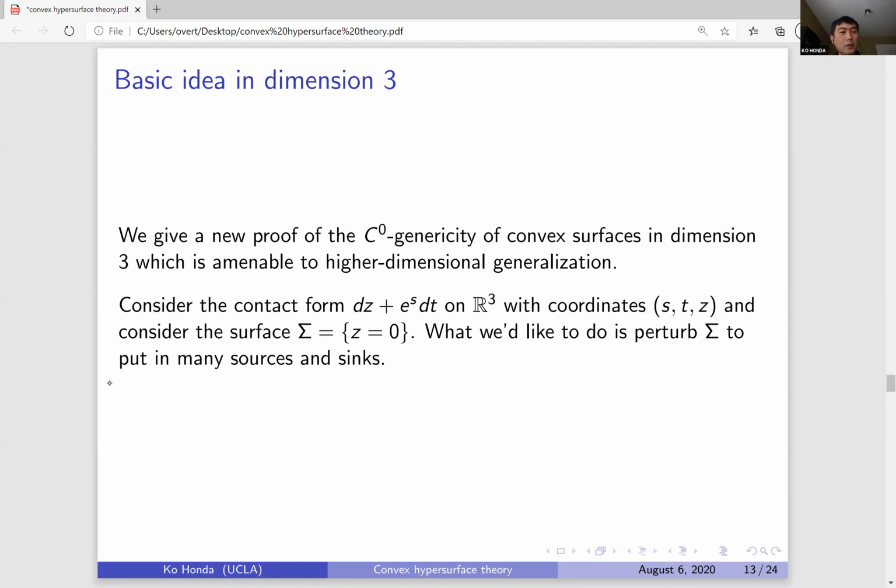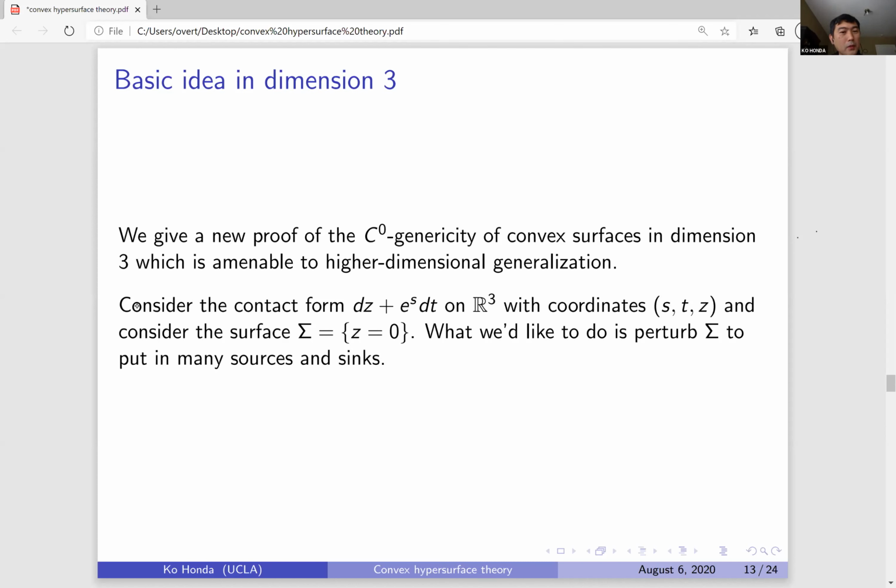So next, I'd like to give the basic idea in dimension 3. This one's actually hands-on and reasonably pretty. And the proof in dimension 3 is reasonably amenable to higher dimensional generalization. So we choose a contact form dz plus e to the s dt on R^3 with coordinates s, t, z. This is a slightly unusual looking thing, but anyways, it's contact.